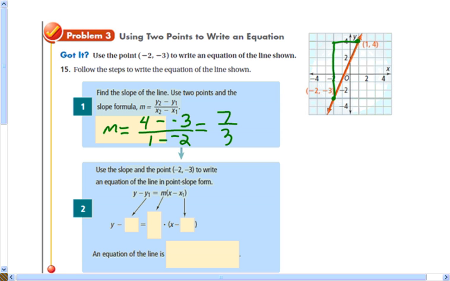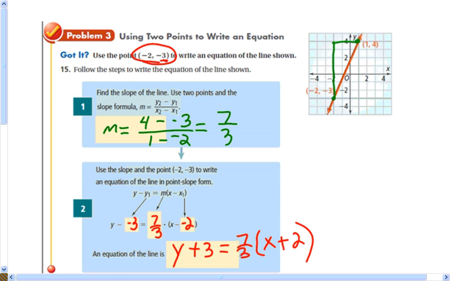So now it says use this point. You could actually use the other point, but we're going to substitute those values in. My y sub 1 is -3, and my x sub 1 is -2, and my slope is 7/3. And then I'll just simplify that. Subtracting a negative is the same as adding. And so I get this equation in point slope.